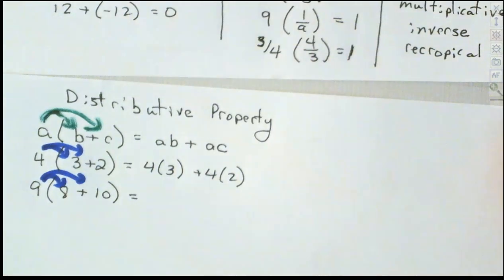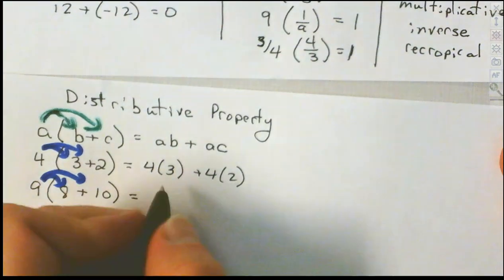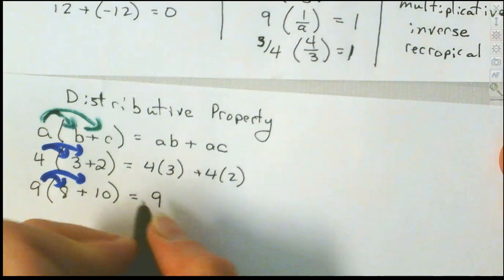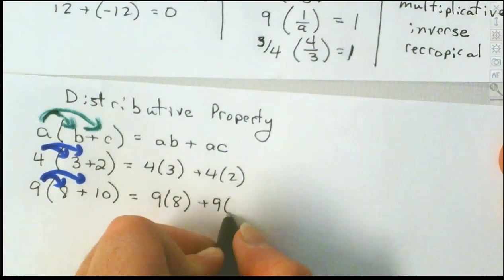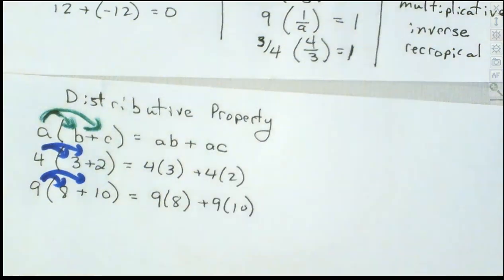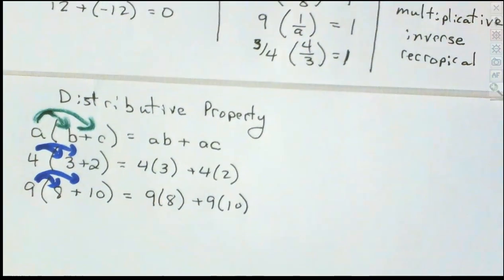That would be the same thing if I distribute through. That's going to be the same thing as 9 times 8 plus 9 times 10. We use the distributive property a lot when we work with variables, and we're going to be using this a lot more in 1.7.